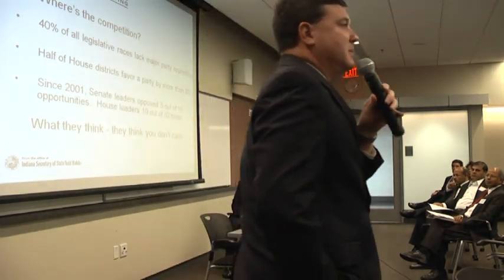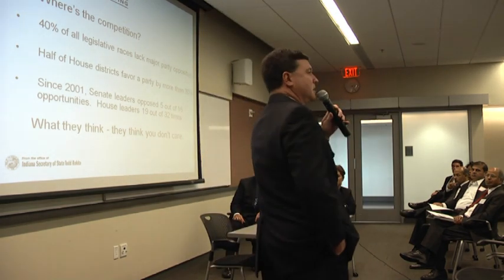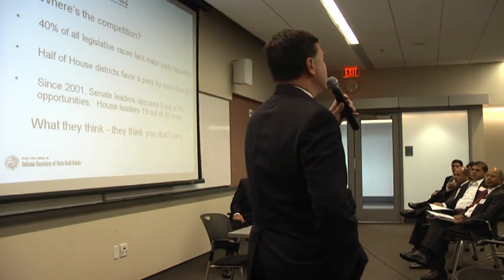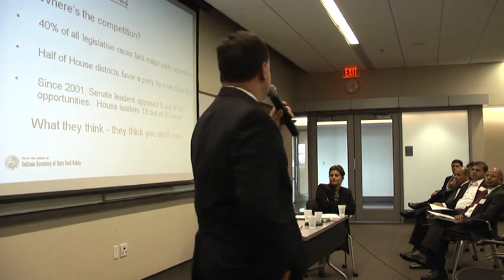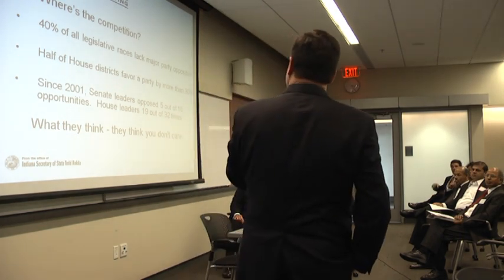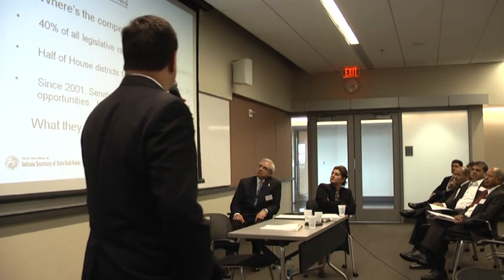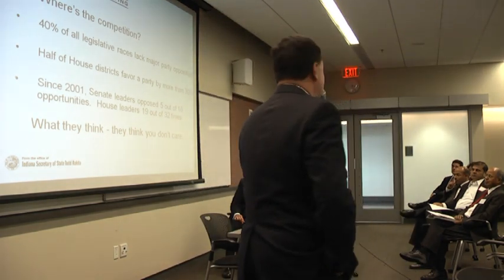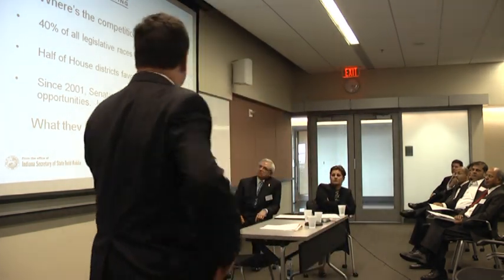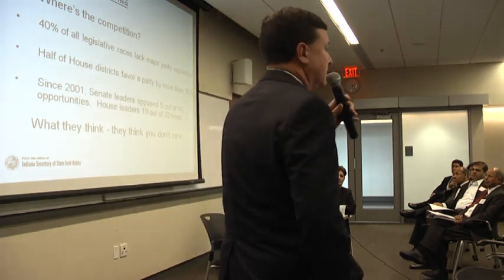It's true, the General Assembly votes on the maps, but it's really 4 or 5 people, the legislative leaders or their appointees, who sit in a back room away from the public's view and draw these maps, and that has to change. As a result, it's no surprise that Senate leaders were opposed only 5 out of 16 times this decade. House leaders, only 19 out of 32 times, and that's both Republican and Democrat. What do they think? They think you don't care.